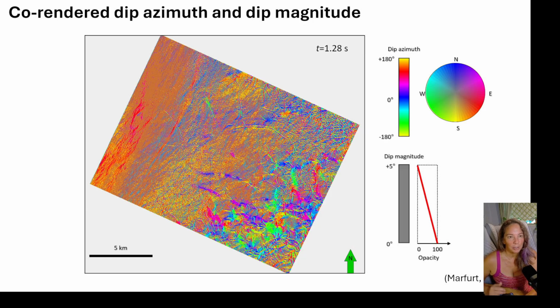Just a few more, moving down deeper in the survey. And then here's a nice co-rendered dip azimuth, dip magnitude section that gives you a lot of information. I always find we don't think about dip azimuth and dip magnitude as much as we should, but it really helps reveal a lot of the geometry that's quite important.